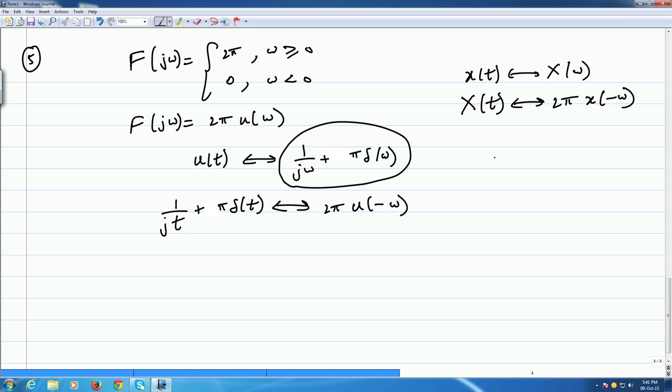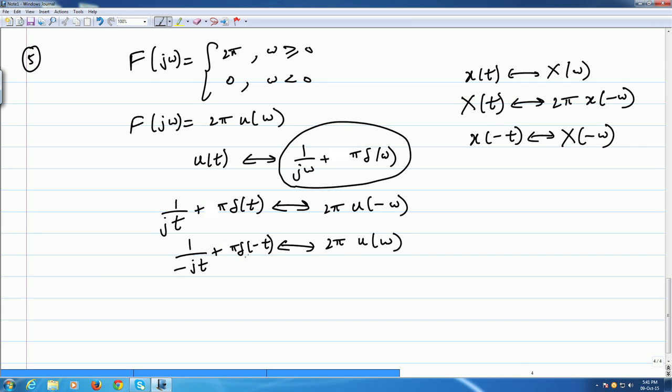other property which we saw before. So, if x of t transforms to capital X of omega, x of minus t transforms to capital X of minus omega. So, here I have 2 pi u of minus omega, I want 2 pi u of omega. So, if I use the second property here, I can get 2 pi u of omega, instead of t I should put minus t here. So, 1 by minus j t plus pi delta of minus t, but once again notice delta of minus t is the same as delta of t. So, this just becomes equal to pi delta of t minus 1 by j t.